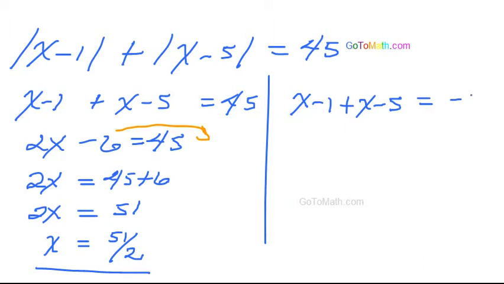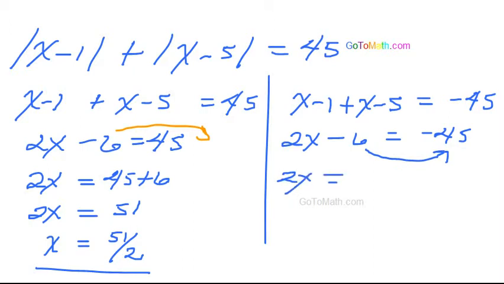And we get -45. Okay, -45. Collect up our like terms. We have 2x minus 6, just like we did earlier. And then, of course, we bring this 6 over to this side so it becomes a plus 6. So we have 2x is equal to negative 45 plus 6. So 2x is equal to, that's supposed to be a negative there.